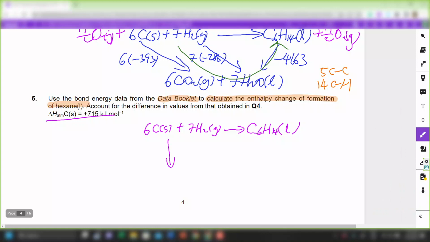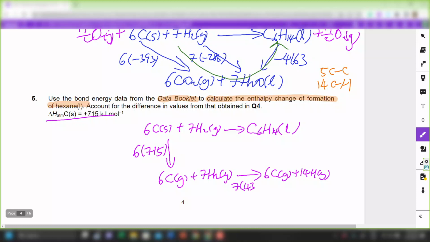So if I atomize the carbon, I'm just going to work it out first. That will be 6 times 715. So in this case, I'm going to get 6 carbon gaseous plus 7H2 gas. Then I'm going to continue to break all the HH bonds. So I'm going to get 6 carbon gaseous plus 14H gaseous. I'm going to look up the data booklet. For the HH covalent bond, the bond energy is 436. So that will be 7 multiplied by 436.